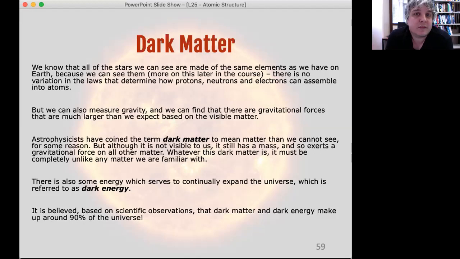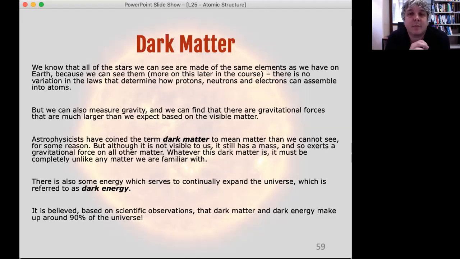There is also some kind of energy which is serving to continually expand the universe. The universe is just constantly expanding. And again, we don't really know why. The energy that is powering that expansion is referred to as dark energy. So basically, the term dark is just a code word for physicists saying we don't really know. Right? Dark matter, we don't know matter. Dark energy, we don't know energy.